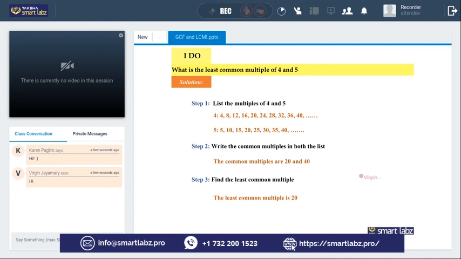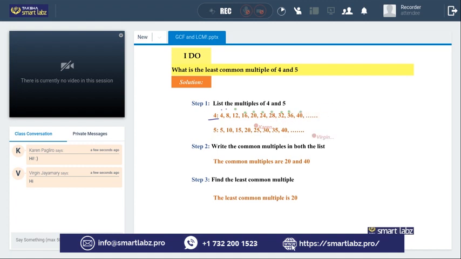Okay, so what is the least common multiple of 4 and 5? Now remember, this is kind of similar, but we're multiplying. So we're first going to look at the multiples of 4. So 1 times 4 is 4. 2 times 4 is 8. 3 times 4 is 12. 4 times 4 is 16. 5 times 4 is 20. 6 times 4 is 24. 7, 28. 8, 32. 9, 36. And 10 times 4 is 40.